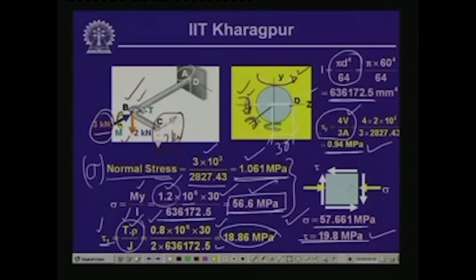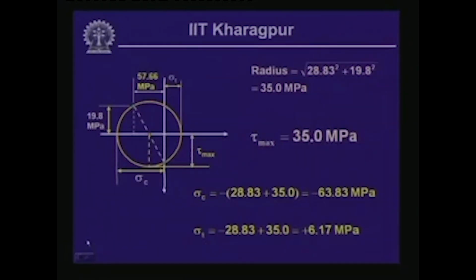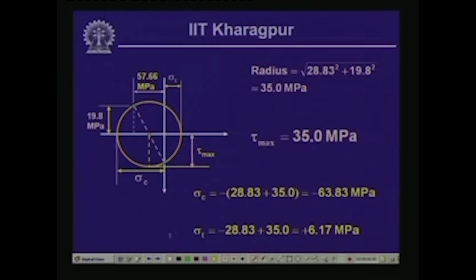So, you see this is the element at D, which is subjected to a normal compressive stress of this magnitude and a shearing stress of this magnitude. Now, if we plot these stresses on the Mohr circle, we get the stresses like this: at this point sigma is negative and tau also is negative. This is the point which represents the plane where you have the normal stress and the shearing stress, and this is the perpendicular plane, where we do not have any normal stress, but the shearing stress is again 19.8.